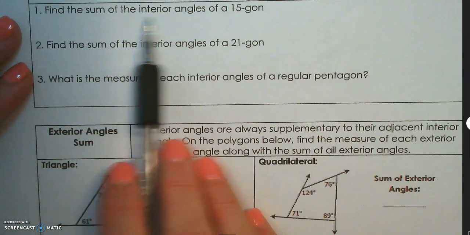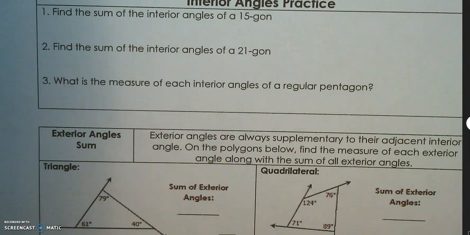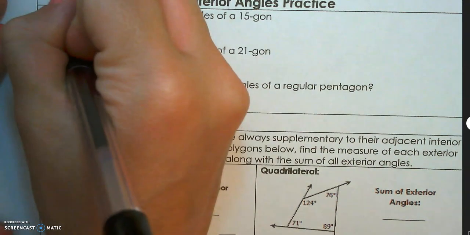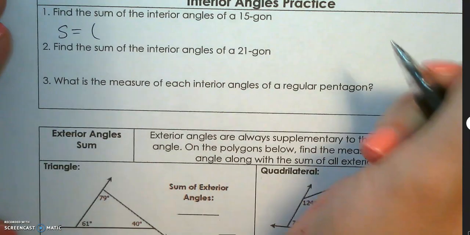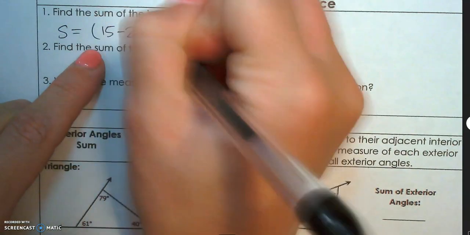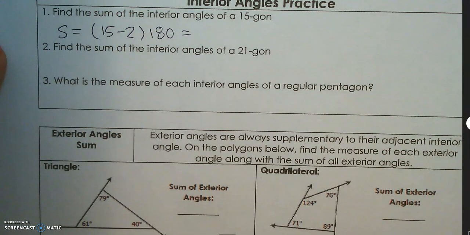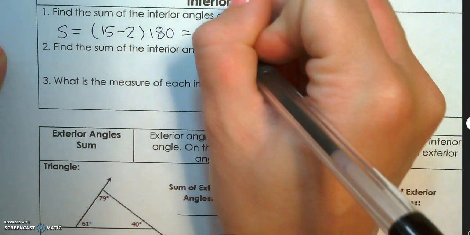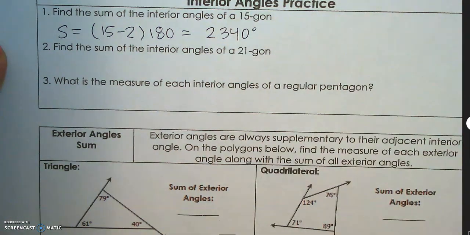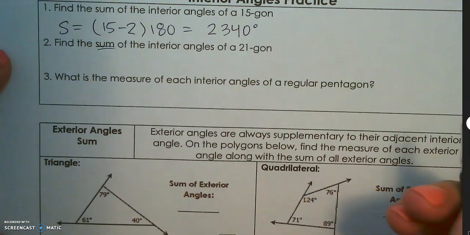So let's look at some practice problems. We're going to find the sum of the interior angles of a 15-gon. That just means a polygon with 15 sides. So we know that the sum is equal to the number of sides, which in this case is 15, minus 2 times 180 degrees. So we have 15 minus 2, which gives us 13, times 180 gives us 2,340 degrees.